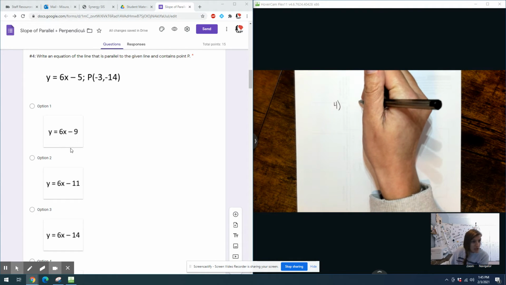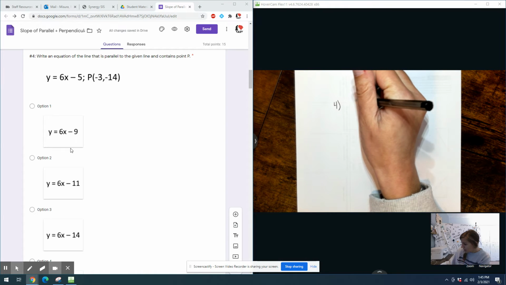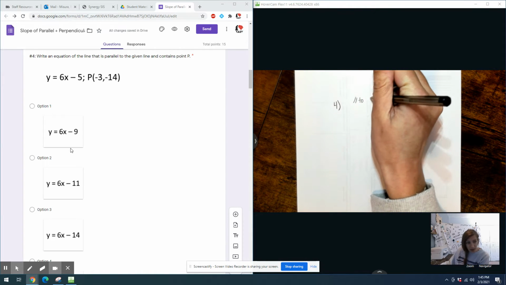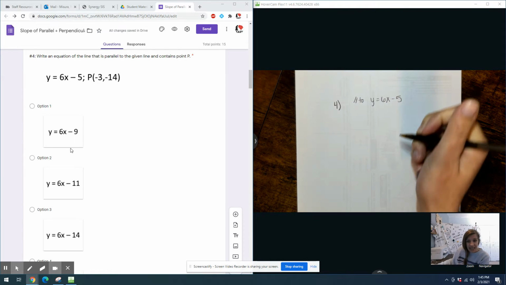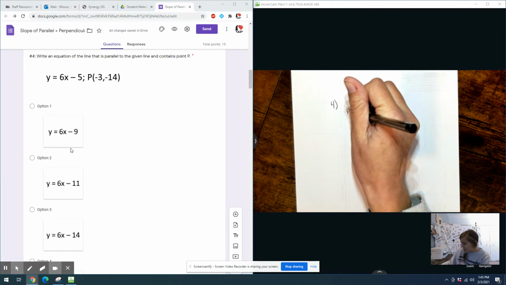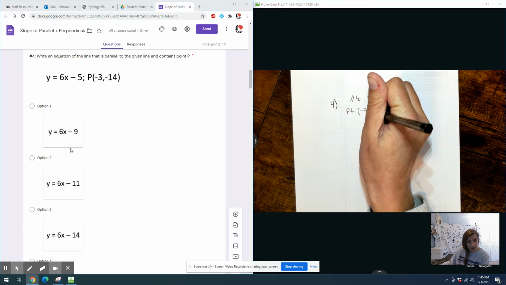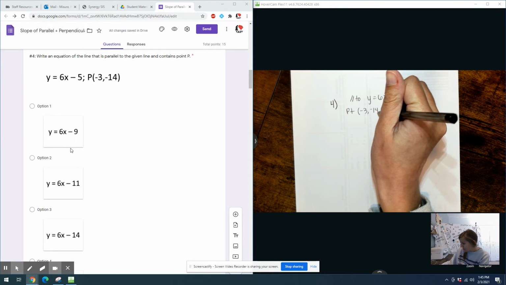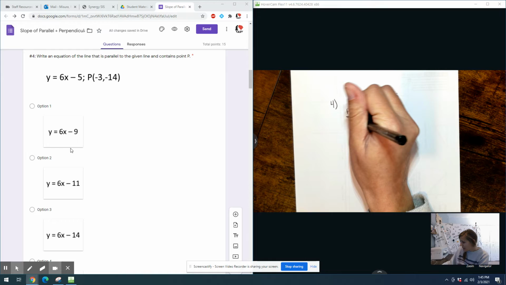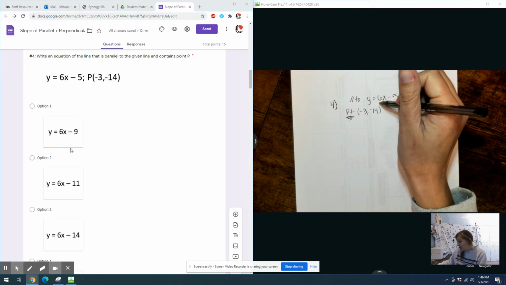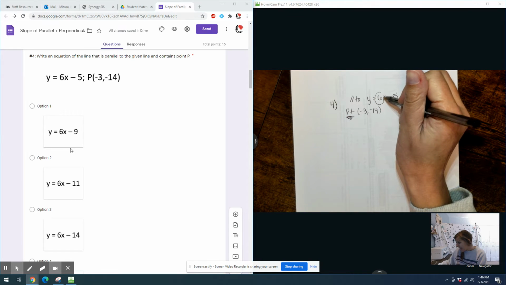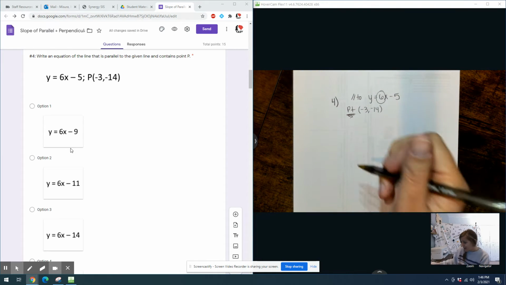number 4 says write the equation of a line that is parallel to the given line, which is y equals 6x minus 5, and contains the point negative 3 comma negative 14. So if they're giving me the point, I'm going to want to write it in point slope form. The slope has to be the same as this one because parallel means the same as.